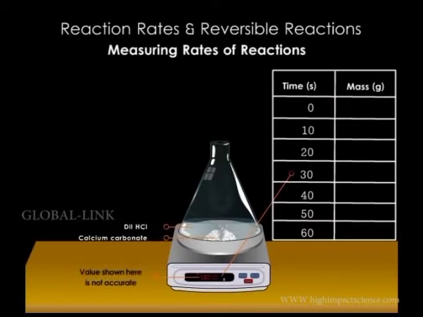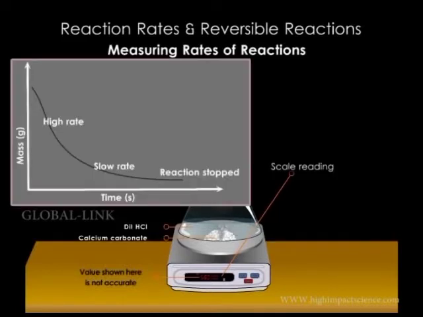If we plot a graph of mass against time, we obtain this curve. From this curve, we can see that the rate of disappearance of calcium carbonate is faster at the beginning but slows down as the reaction progresses.